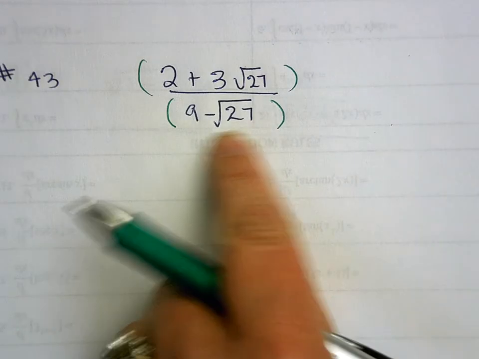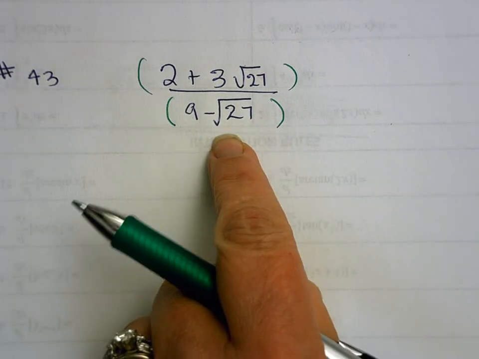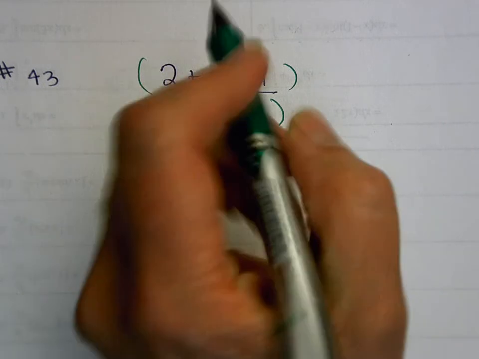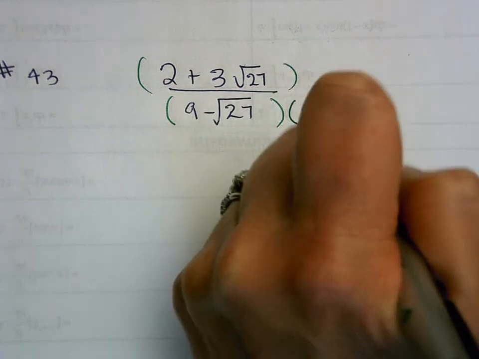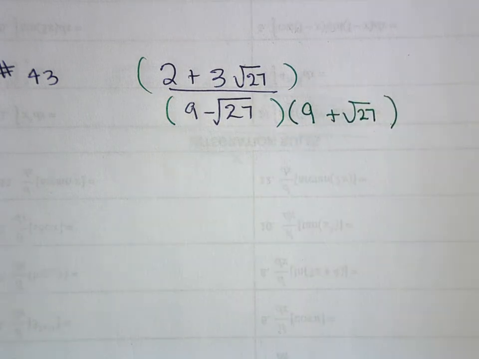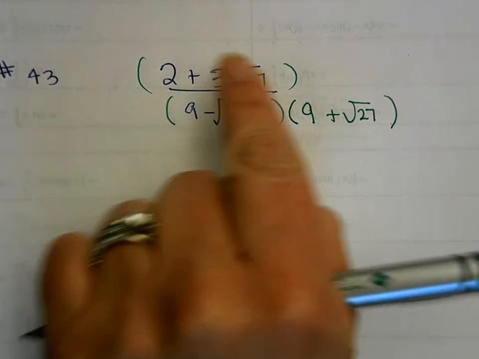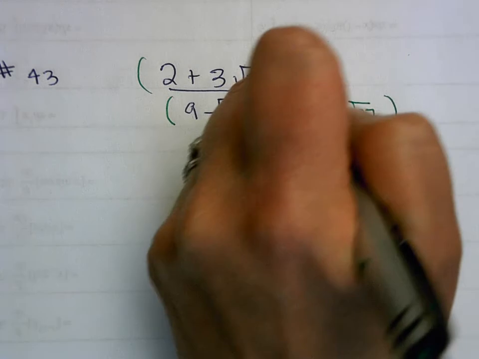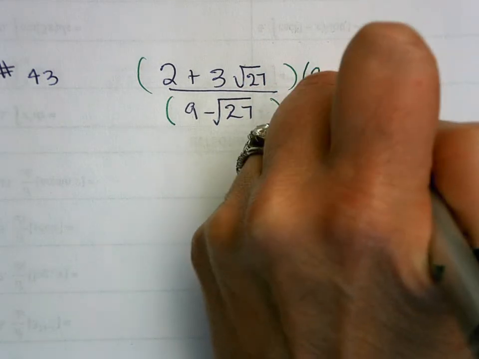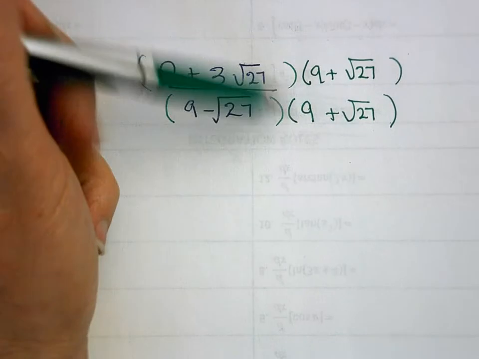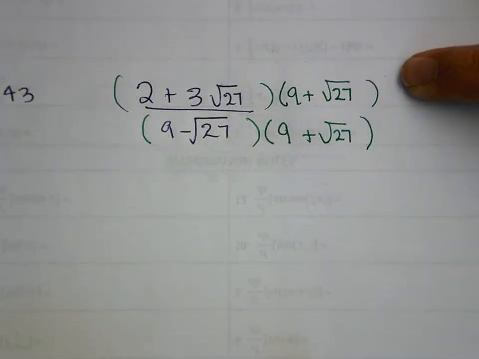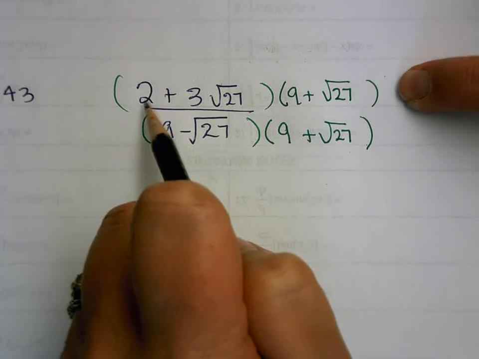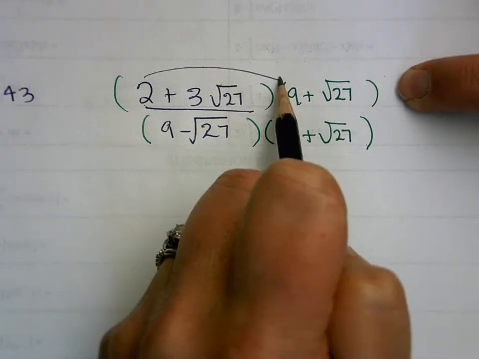Since I'm rationalizing the denominator, I want to multiply by the conjugate of the denominator. So that means I'm going to multiply by 9 plus the square root of 27. And whatever I multiply to the denominator, I have to multiply to the numerator as well, because then I'm just multiplying by 1. Okay. And then I'm going to go ahead and distribute, just like we did on the previous problem. So I'm going to multiply the 2 to both of these terms, so 2 times 9.